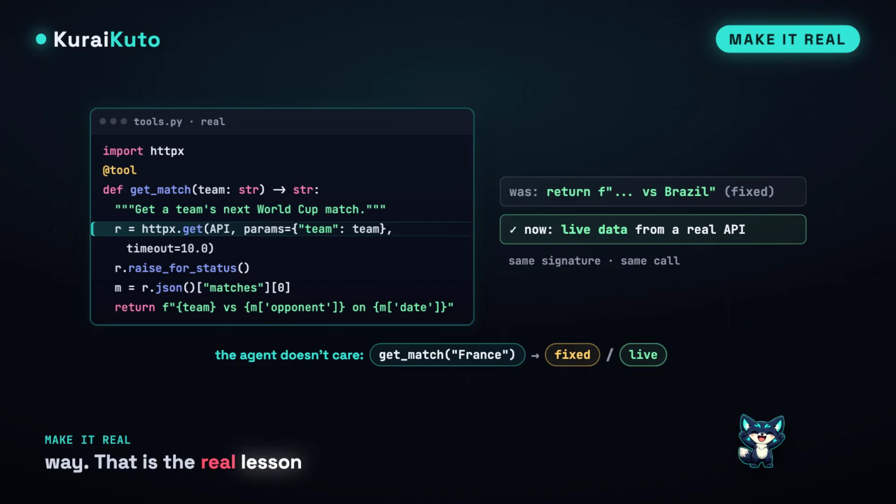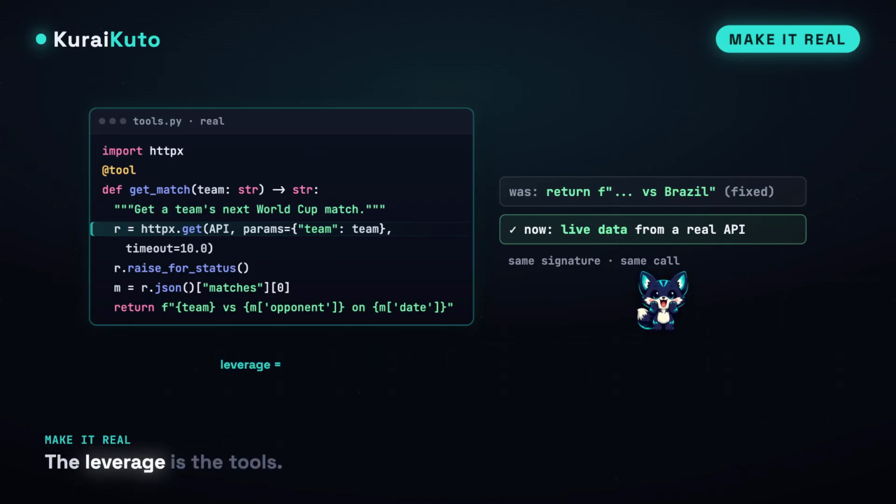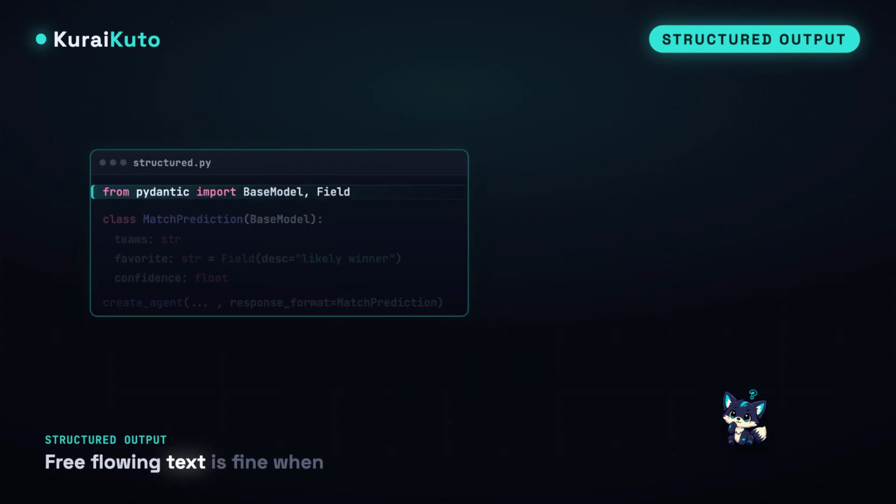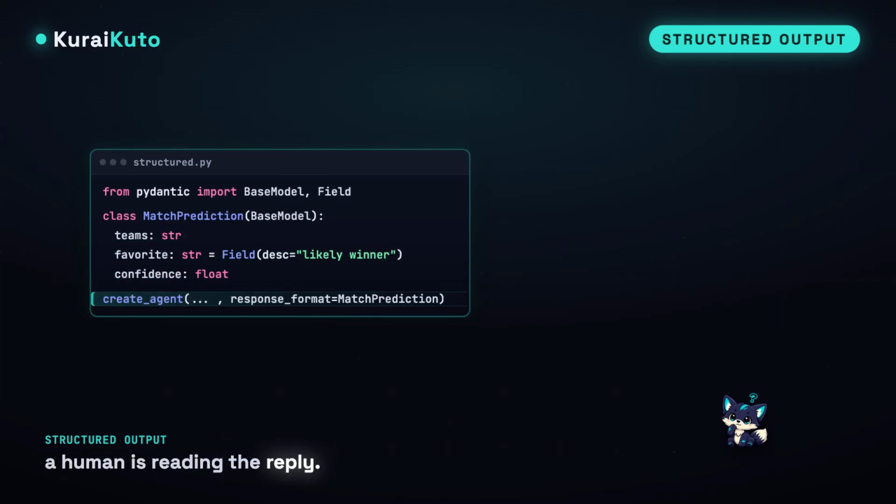That is the real lesson of this whole video, and it is worth pausing on. An agent is only ever as capable as the tools you give it. The model is fixed. The leverage is the tools. Want it to pull live scores, query your own database, send a message to your group chat, book something? You do not need a smarter model. You write a tool.